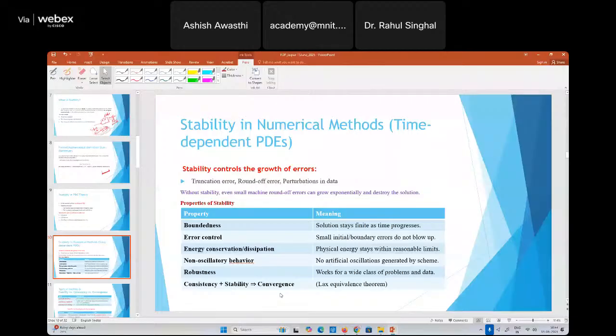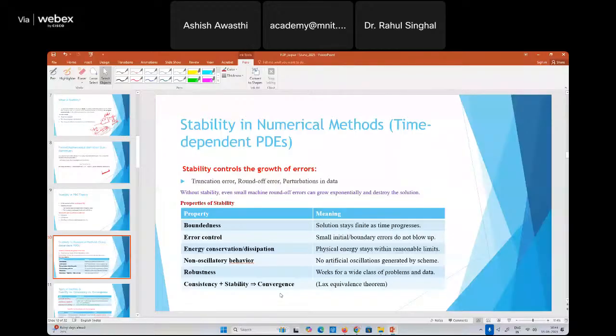Many times you have seen that for the scheme which you have given, rather than using the word stability, they will say it is an energy dissipative or energy conservative scheme, or a non-oscillatory scheme, or a robust scheme, or a convergent scheme. These are the names of the stabilities. Various names are there. Boundedness means that the solution stays finite as time progresses.